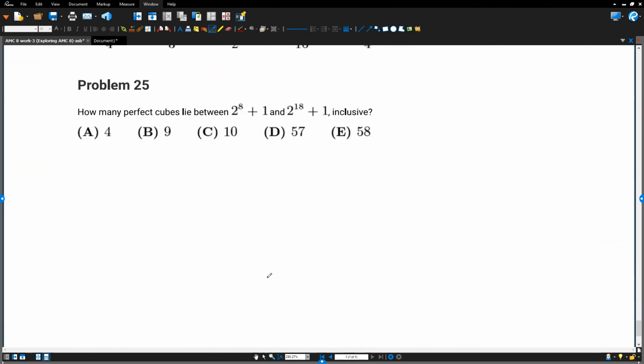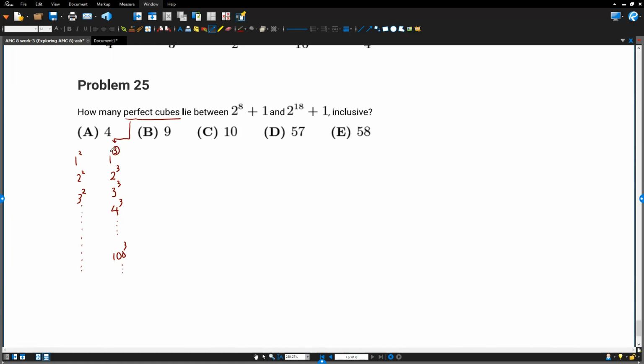All right, number 25, what is this? How many perfect cubes? Perfect cubes are 1 cubed, 2 cubed, 3 cubed, 4 cubed. They're all perfect cubes, any number with a cubic exponent. A perfect square is 1 squared, 2 squared, 3 squared. That is a perfect square. A perfect cube looks like this.